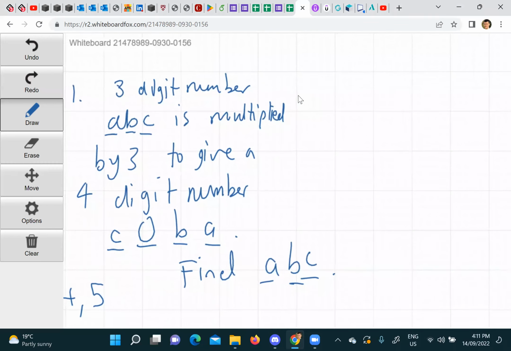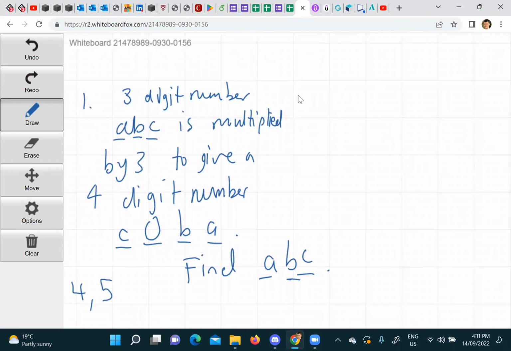Alright, so the first question is: a three-digit number, ABC, is multiplied by 3 to give a four-digit number, C0BA, okay? Find ABC. What? But we don't even know what the C0BA is.